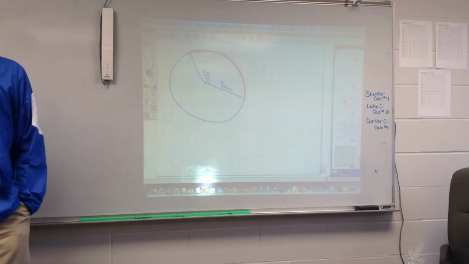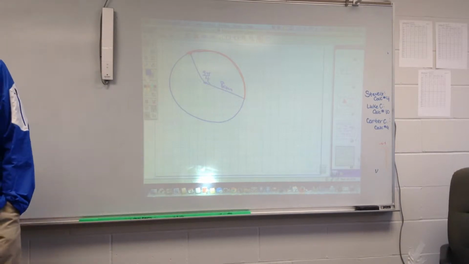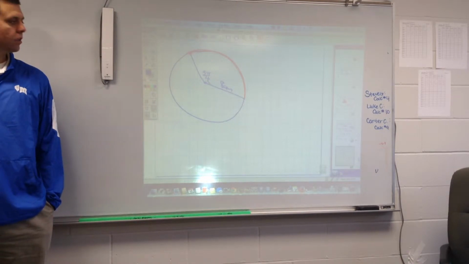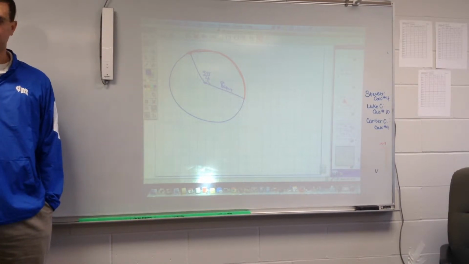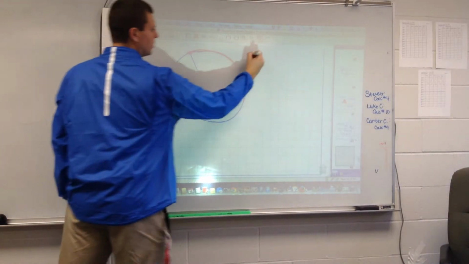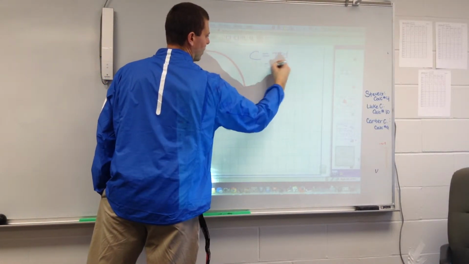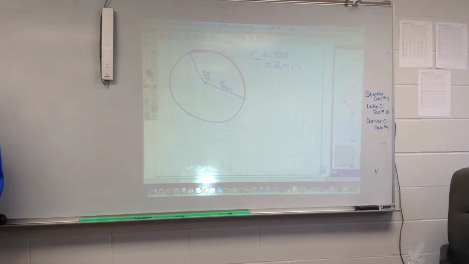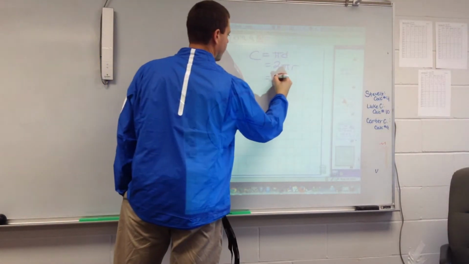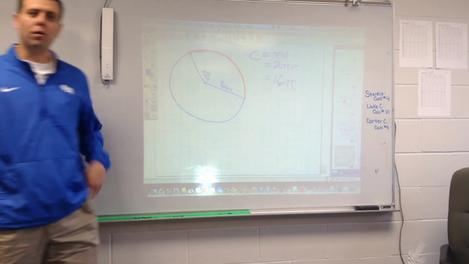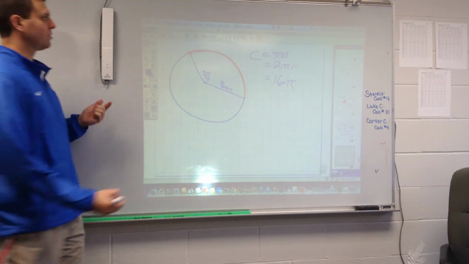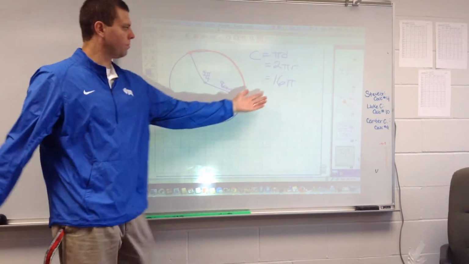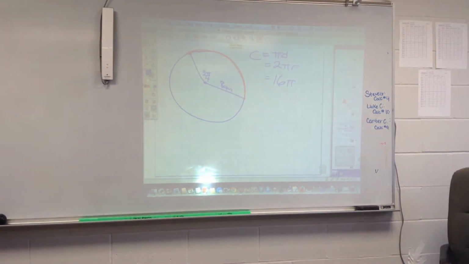Well, how far is it all the way around the circle? That's how many degrees there are. 2 pi r, so how much? 16 pi. C equals pi d, but if you want to use 2 pi r, go for it. How far is it all the way around the circle? 16 pi. Okay. That's how far it was all the way around the circle. Was our answer a little bit less than half of that? Yeah. So that should make some sense. Okay?